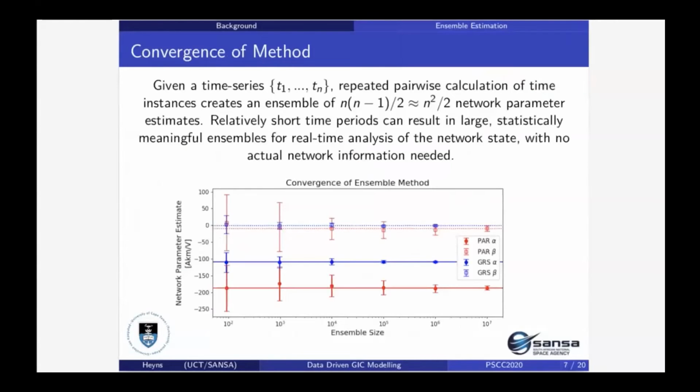A large benefit of the ensemble methodology is that for a limited data set, there are a large number of ensemble estimates that can be produced. Given an hour of 2-second cadence data, around 1 million estimates are produced. Convergence is much quicker for minute data than for 2-second data, as can be seen here by the blue minute data and the 2-second cadence data in red.